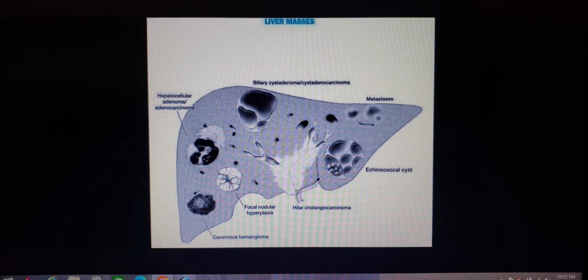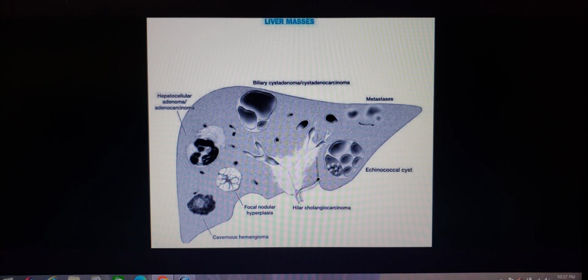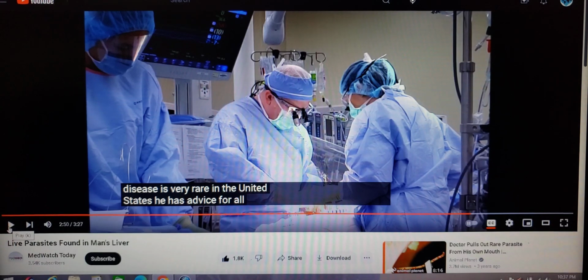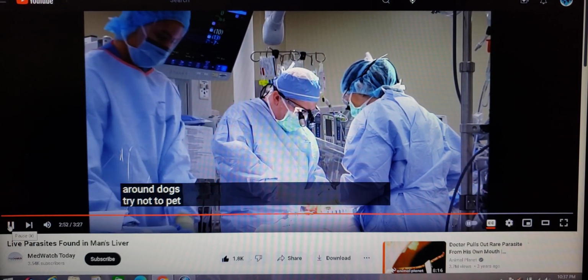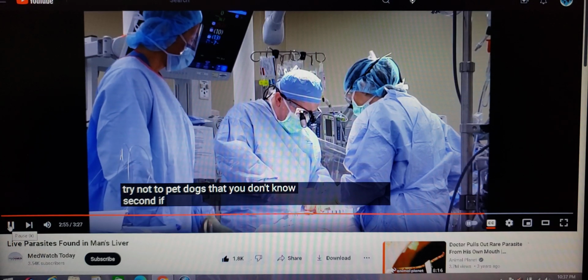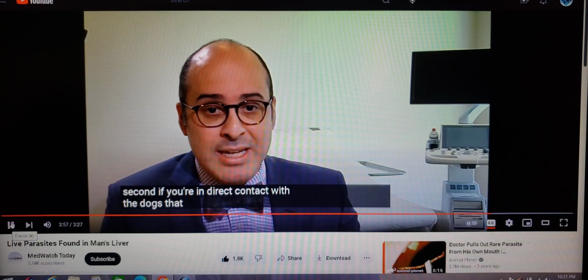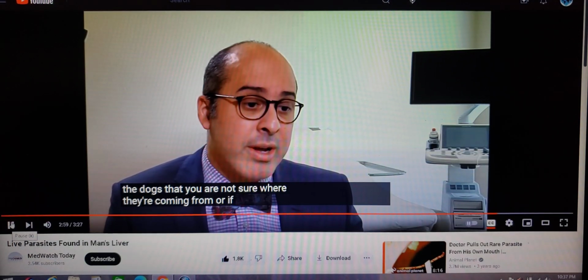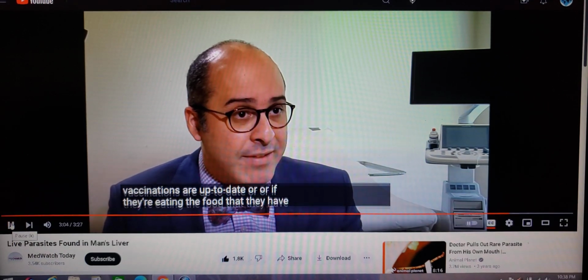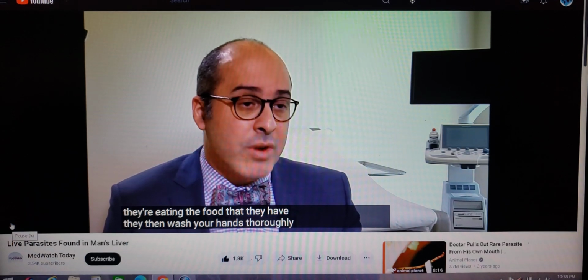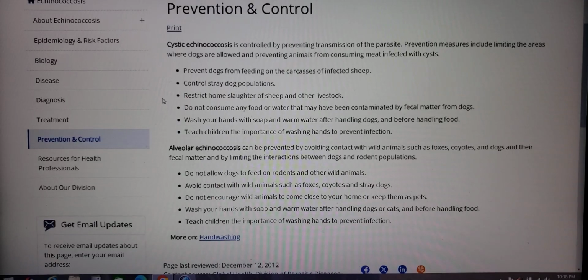So that's probably why they don't really diagnose or test for this, because this is going to be, as that doctor said, out of the box thinking, risky surgery. Let's finish up with the doctor's advice. Try not to pet dogs that you don't know. Second, if you're in direct contact with dogs and you're not sure where they're coming from, or if their vaccinations are up to date, or if they're eating the food that they have to eat, then wash your hands thoroughly. So that has been our quick look at Echinococcus.